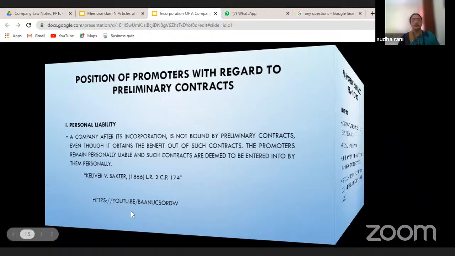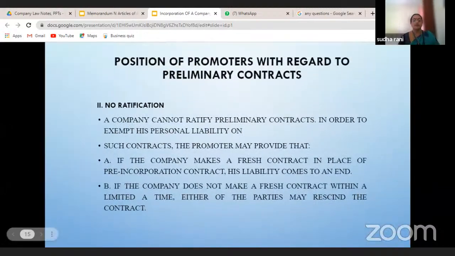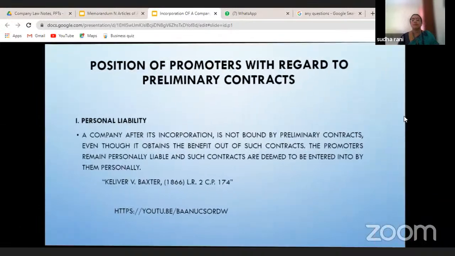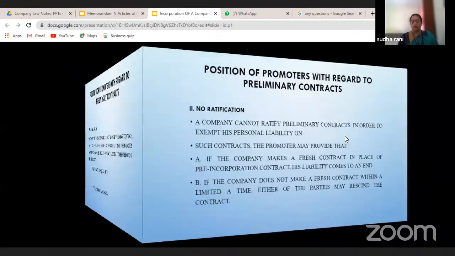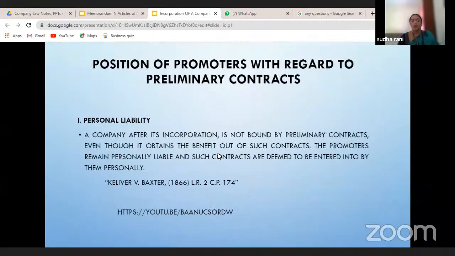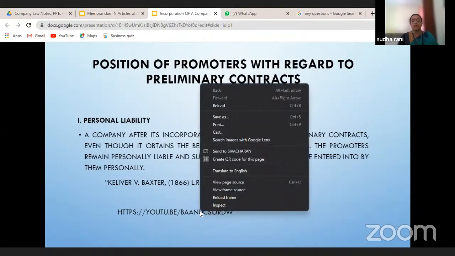Again, this case has been explained with Kelliver and Baxter. This is some 5 minutes video. The YouTube link didn't come.